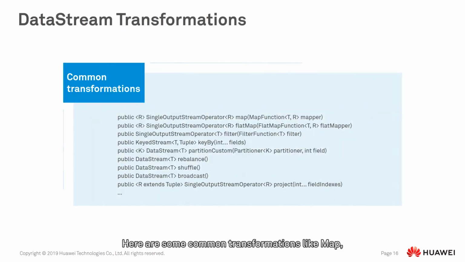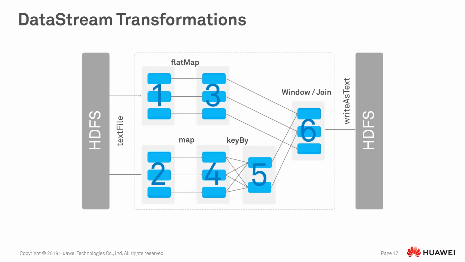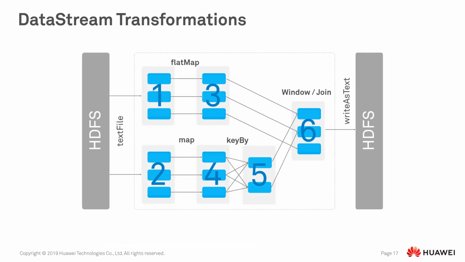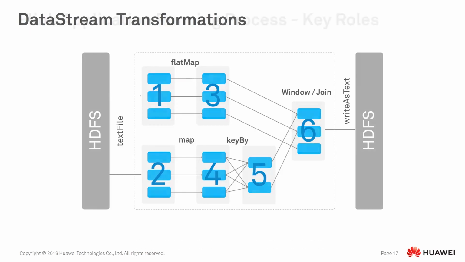Here are some common transformations like map, flat map, filter, keyBy, and so on. The data stream transformation process of Flink is similar to that of Spark. From this figure, data in a text file format is read from HDFS into data streams, then some operations such as flat map and keyBy are performed, and then window operations are performed. Finally, sink the results to HDFS in a text file format.